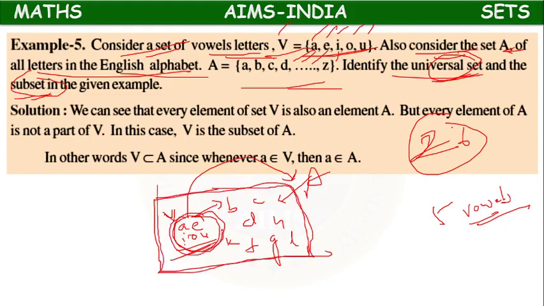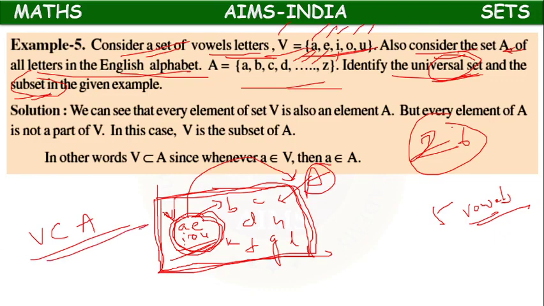Means they are present in the smaller set, they are present in the bigger set. Means V is a part of A, or V is a subset of A. All the elements of V are also elements of A. So V is called the subset. V is the subset of A, and A is the universal set. Okay.